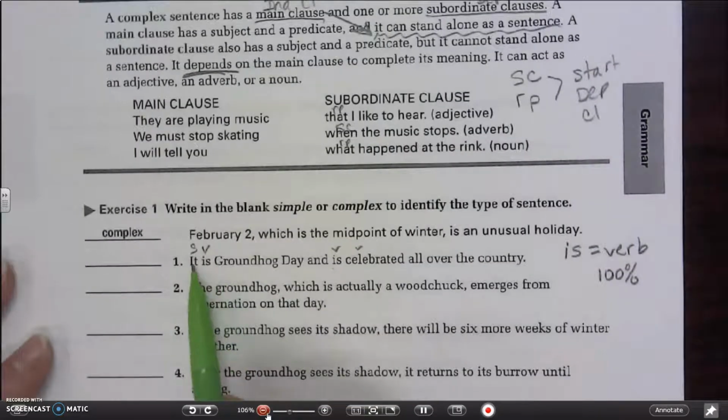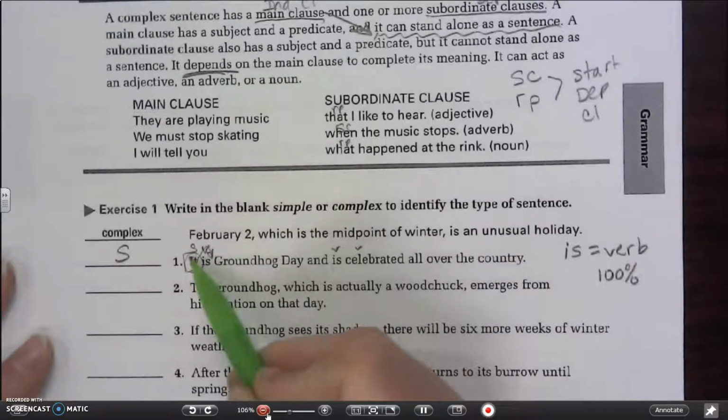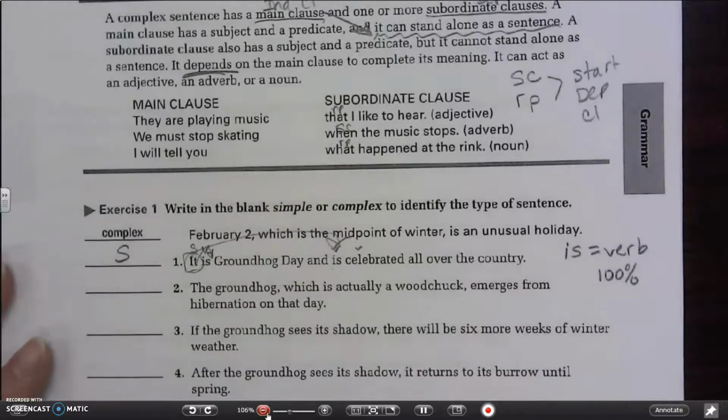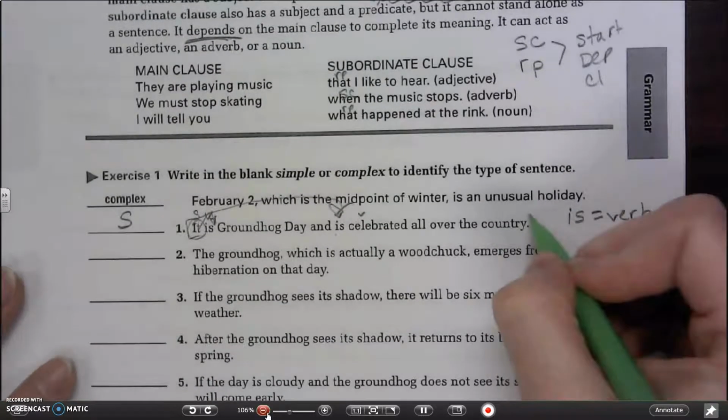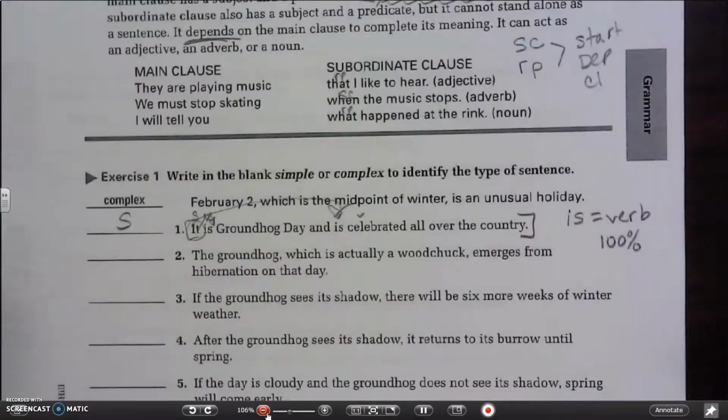But we only have one subject. So in that case, we have a simple sentence because this is our subject, and it is Groundhog Day and it is also celebrated. So we have two verbs and only one subject. So this is one independent clause. But let's look at number two.